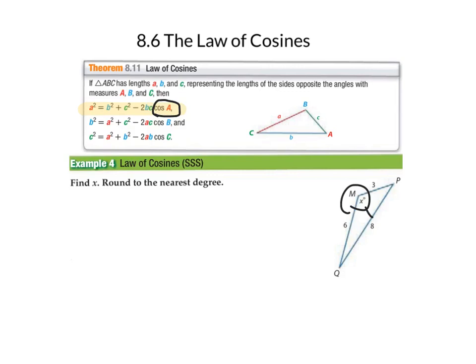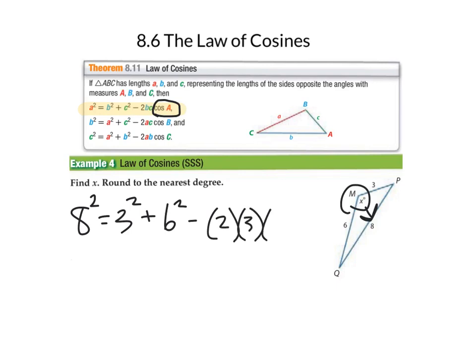It's going to be the 8. Since the 8 is across from the x, I know that it has to be 8 squared equals, and then again, b and c doesn't matter which one. So 3 squared plus 6 squared minus 2 times 3 times 6 times the cosine of x.